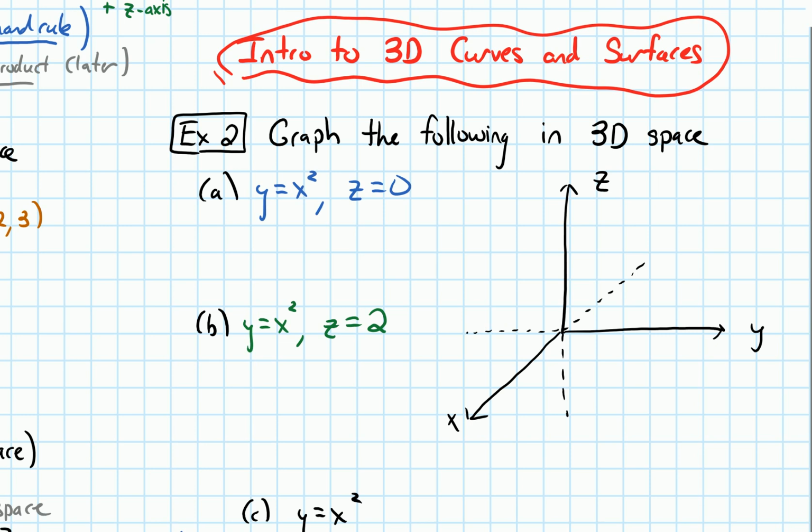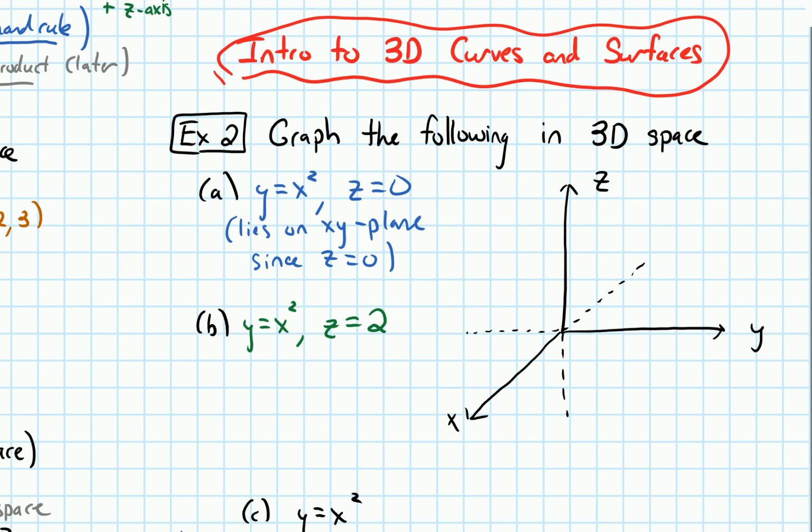For the first graph in part A, the fact that z needs to be 0 for all the points on this means that this lies on the xy plane, since z equals 0. So what this is, it's the graph of y equals x squared that lies on the xy plane, with the additional condition that the z coordinate needs to be 0.